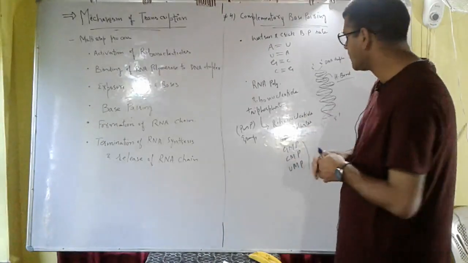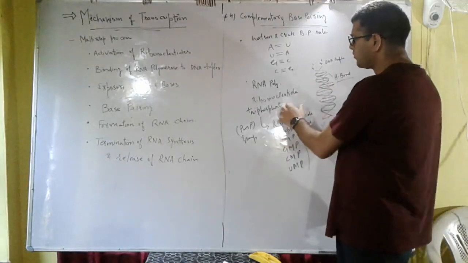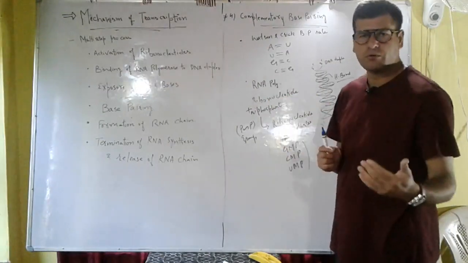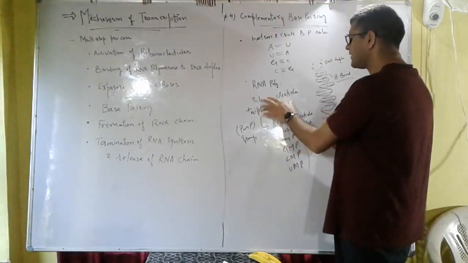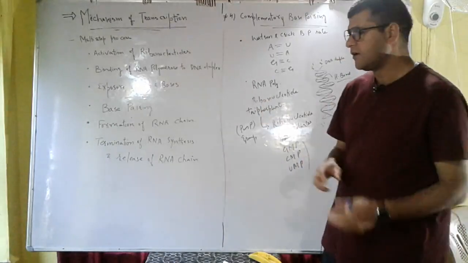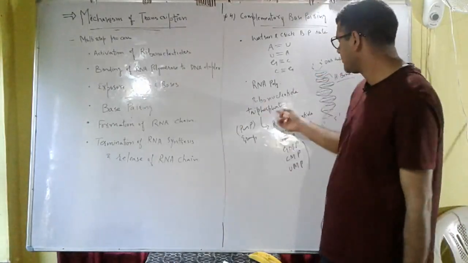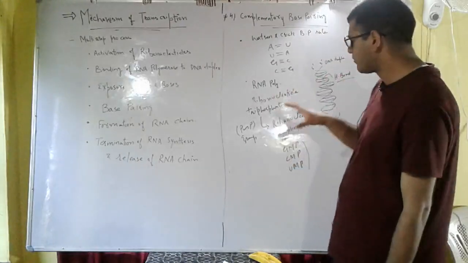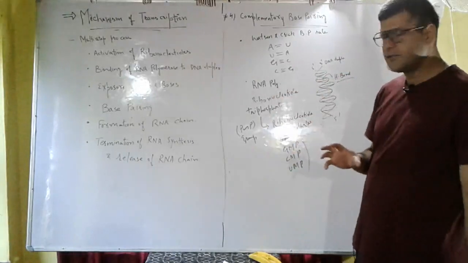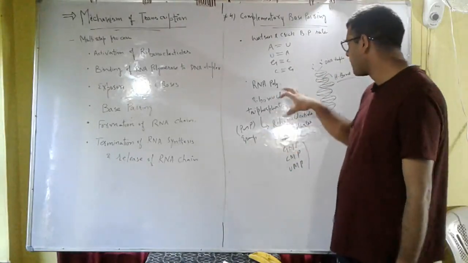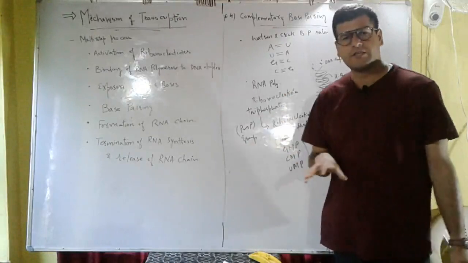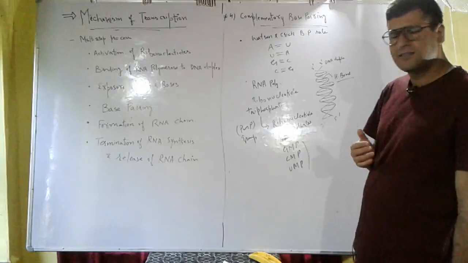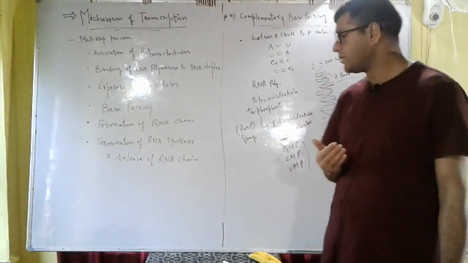Now the question arises: why are these ribonucleotides converted into ribonucleotide triphosphates? Because, in addition to acting as a substrate for RNA synthesis, these ribonucleotide triphosphates provide energy. They provide energy in the form of the pyrophosphate group for linking, for polymerization of adjacent ribonucleotides to form the RNA chain.